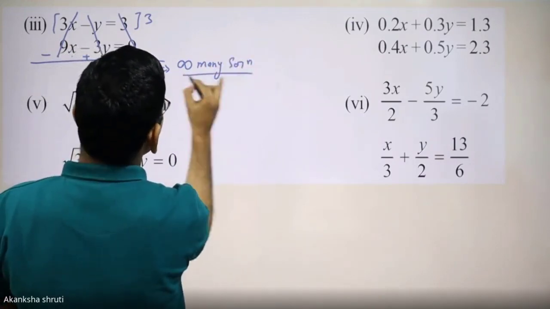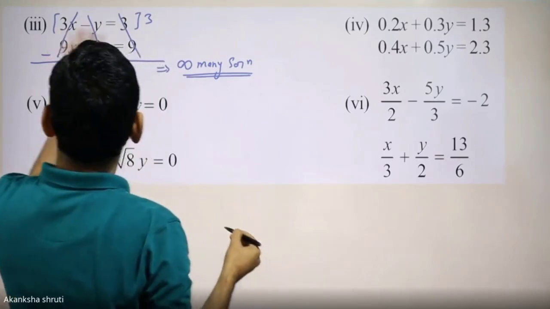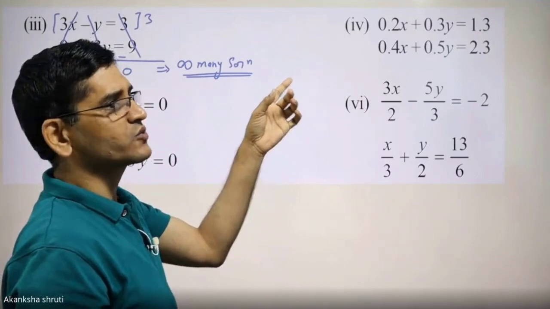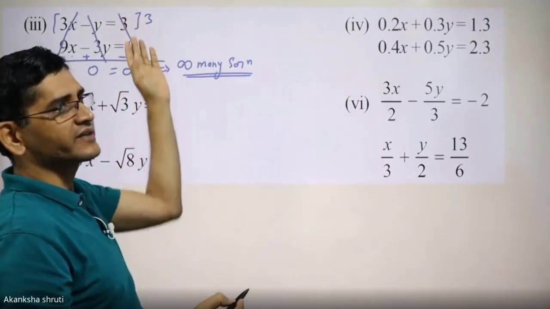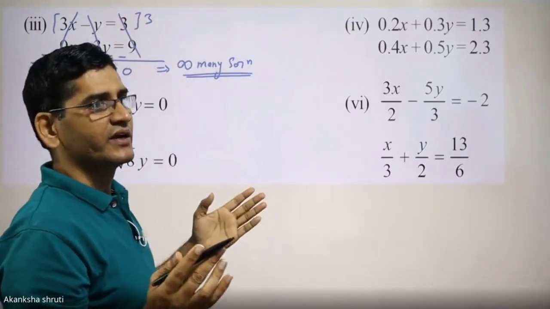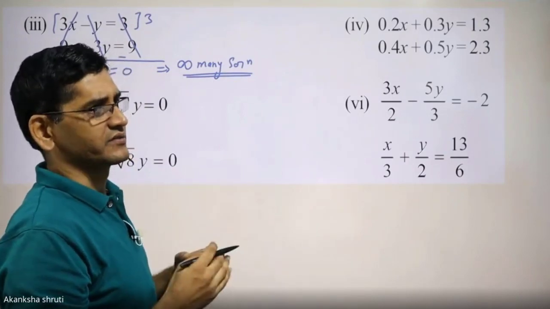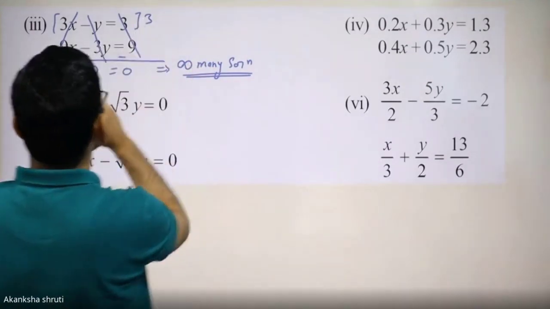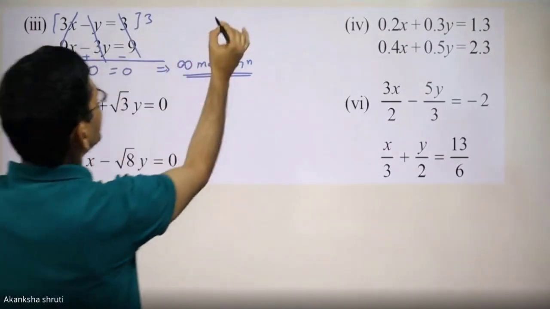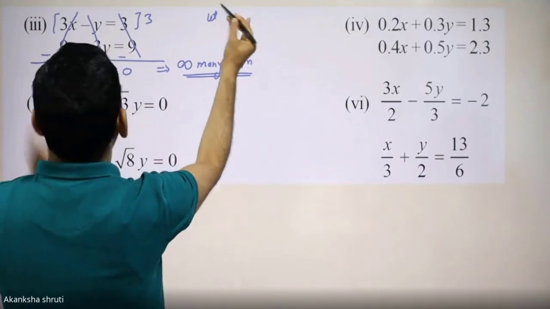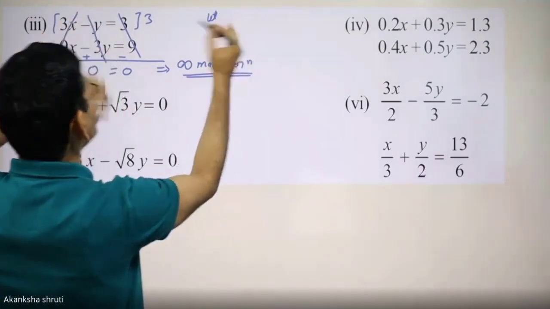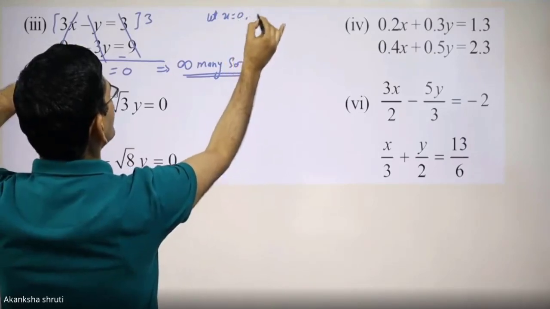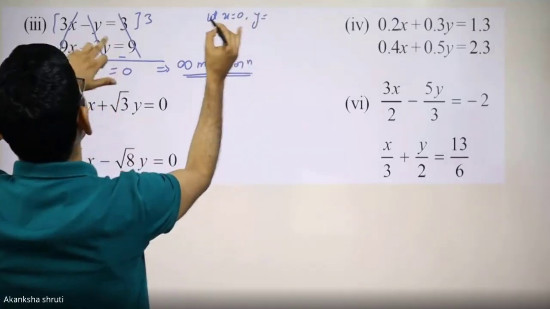इसका मीनिंग ये होता है स्टूडेंट कि इन दोनों के पास infinite many solution है. Means these two equations are not different, rather they are the same equation. Then how to find that? So for finding that, students, in this case what will you do? You assume some value of x, calculate y, and from either you will get the same values. Let x equals 0, calculate the y value from either of these.